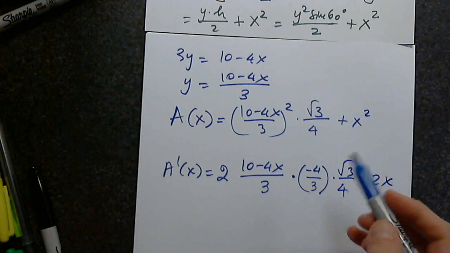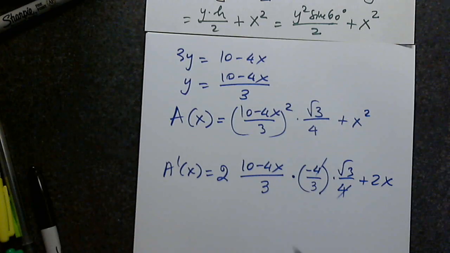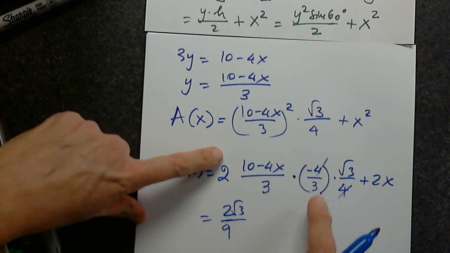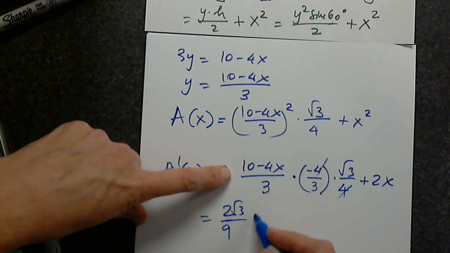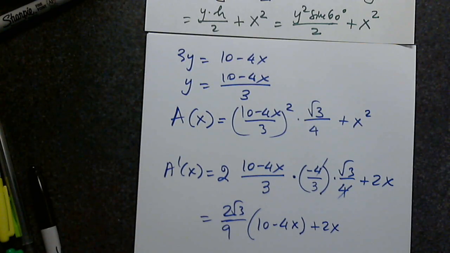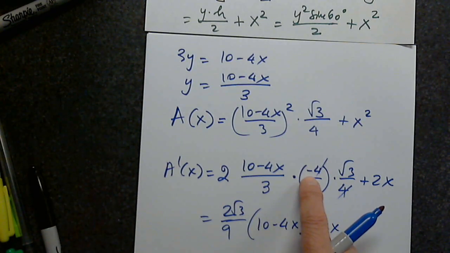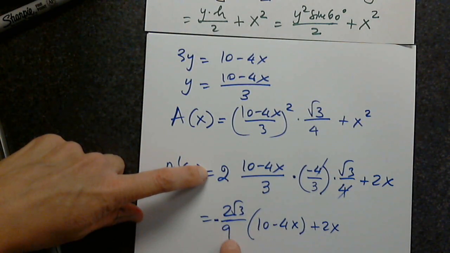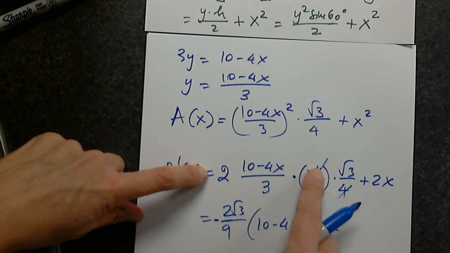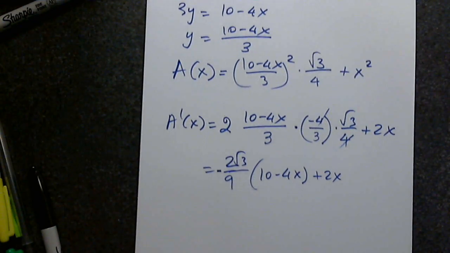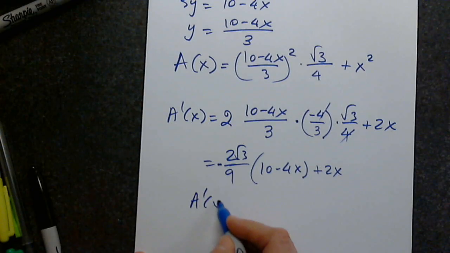So now this 4 with this 4 go away. Then I have 2 divided by 9 and the square root of 3. So this and this are here, the square root of 3 and 2. So this is 10 minus 4x and plus 2x. And I should not forget the minus. So 2 over 3 times 3, 2 over 9, the square root of 3, the minus, these two go away, but there is still a negative, and plus 2x. Almost there. So A prime of x equals 0.